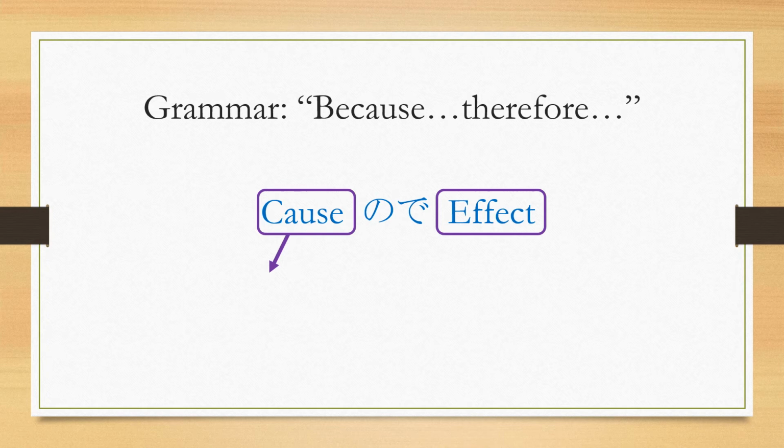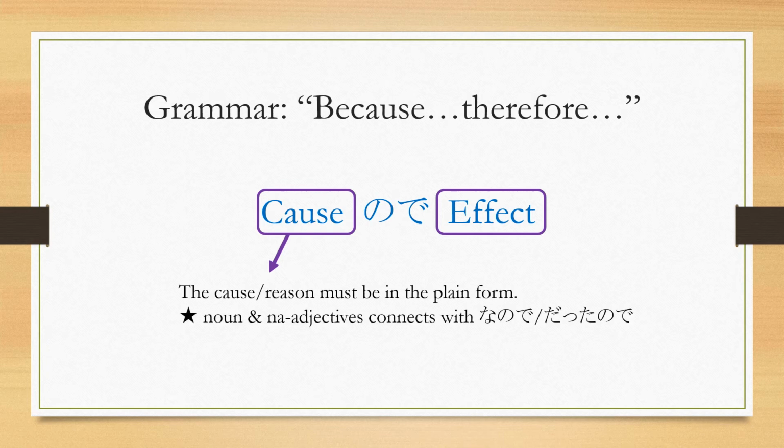We still have the cause and the effect, but instead of kara, we have node. Now they serve exactly the same function, but the grammatical rule is slightly different. The reason that goes in front of node has to be in the plain form. You can't use node with polite form, unfortunately.